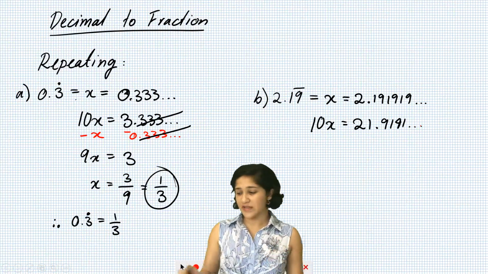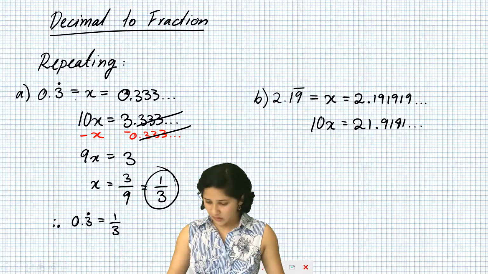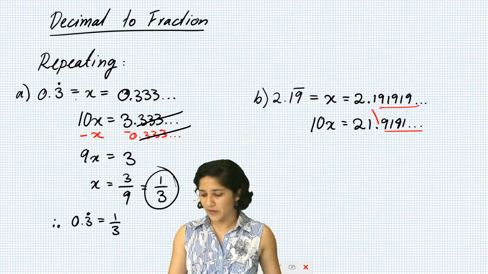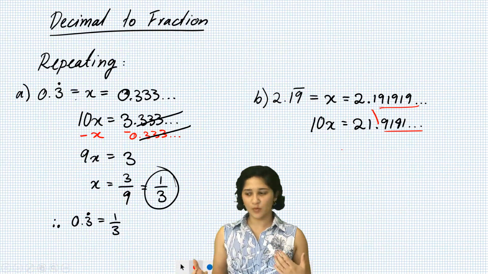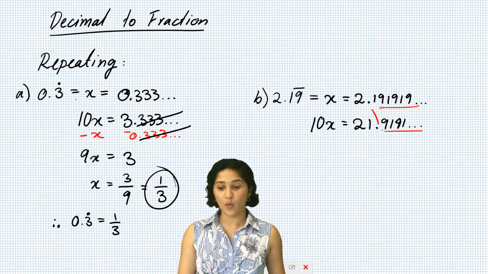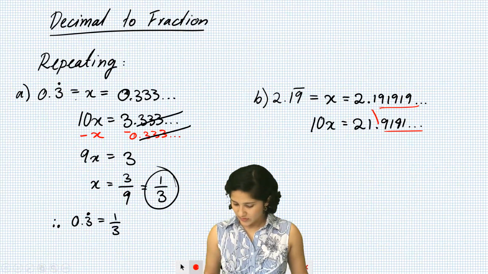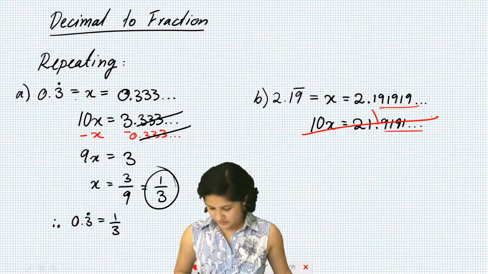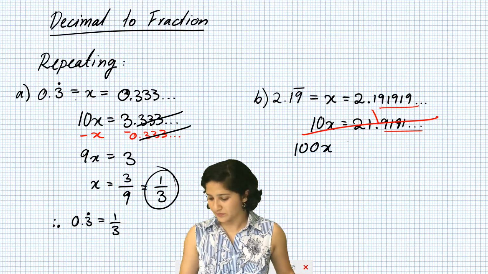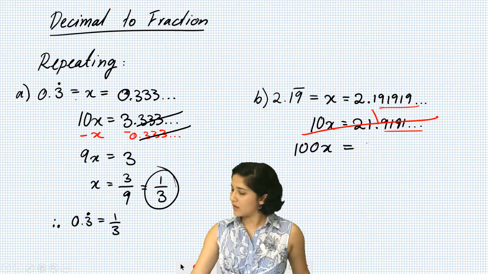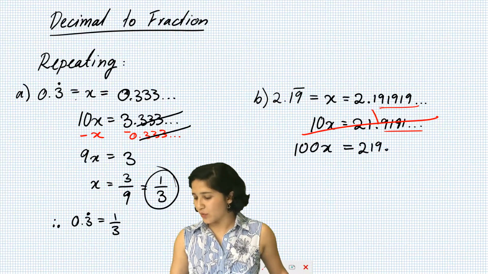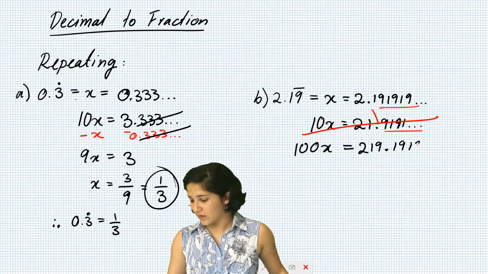But that's not as helpful this time, because if I line up the dots, the pattern doesn't line up anymore, right? So that doesn't work so well. What I need to do is move the decimal place along one more place. So this is kind of useless. Instead, let's go 100x. So now I've got 219.1919.